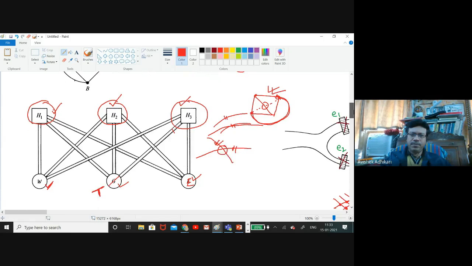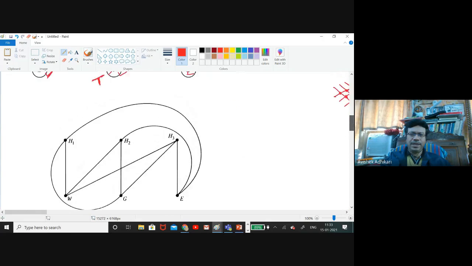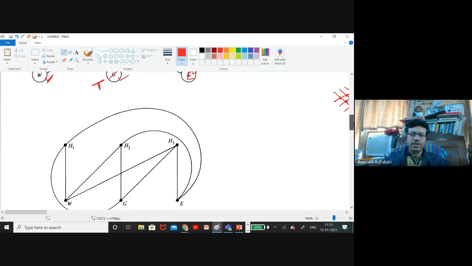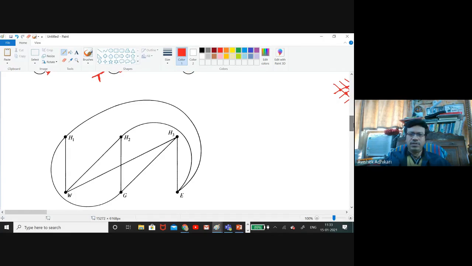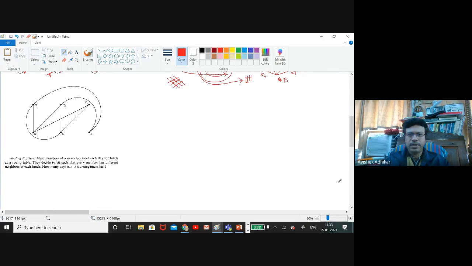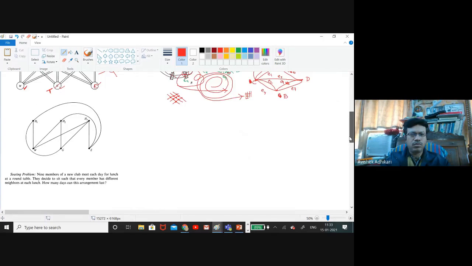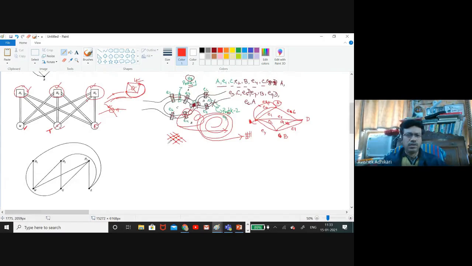Okay, let us give you some hints. Say I try to redraw the whole thing. If I reduce it, it might be easier for you to see both. So this is H1, H2, H3. This is my W, this is my T and this is my E. Now first let us try to draw with this.